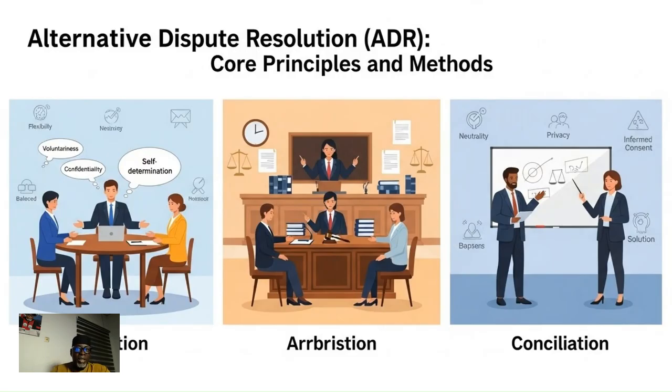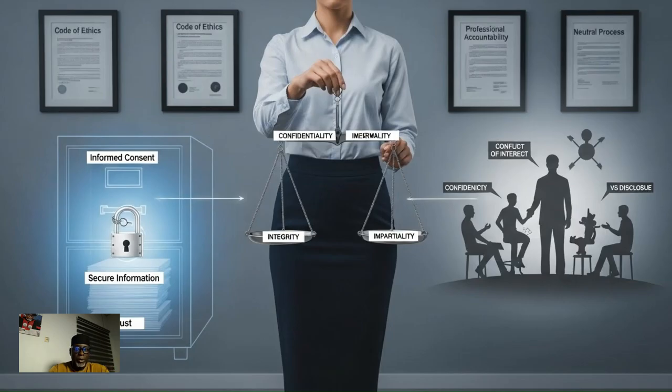ADR practitioners like mediators, arbitrators, or conciliators must remain neutral and impartial and without any vested interest in the outcome. 4, flexibility. ADR processes are flexible and can be tailored to the specific needs and circumstances of the parties involved. And number 5 is self-determination. These are the principles of ADR. Parties retain control over the resolution of their conflict, particularly in mediation and conciliation, where they actively participate in crafting the agreement. So now we will look at ADR methods.